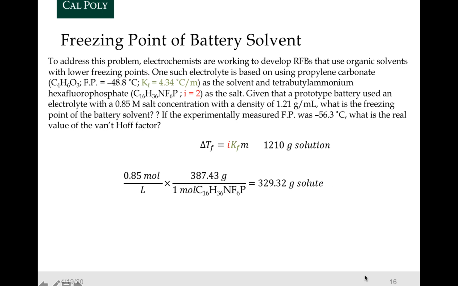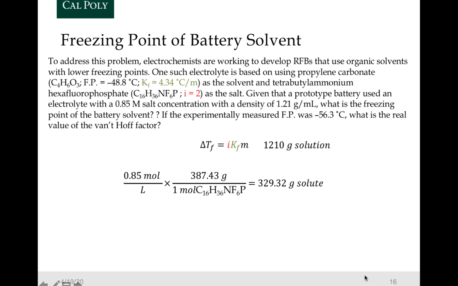We want to get the mass of the solvent, so we need to figure out what the mass of our solute would be. Since we know that the concentration in molarity is 0.85 moles per liter, we can simply use the molar mass of our tetrabutylammonium hexafluorophosphate to figure out the number of grams of solute in that liter. Through multiplication, we would see that we have 329.32 grams of solute. So a big chunk of our solution is actually the solute.